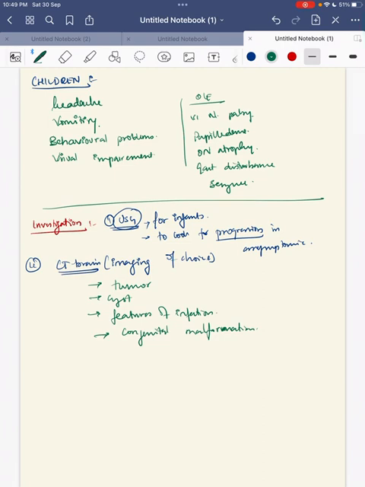Next, this is the imaging of choice, CT. Next, the MRI brain. MRI brain is mainly done to pick up the cause of aqueductal stenosis. This aqueductal stenosis is mainly congenital.